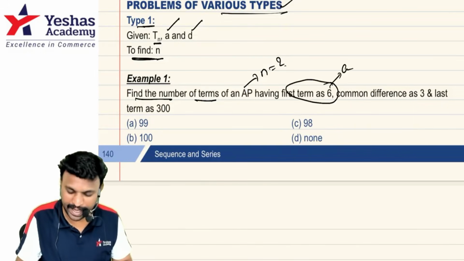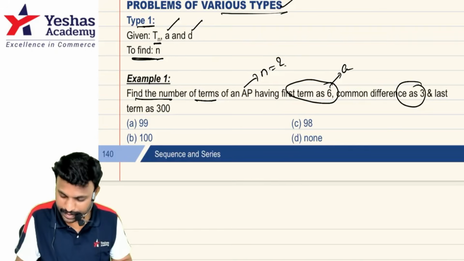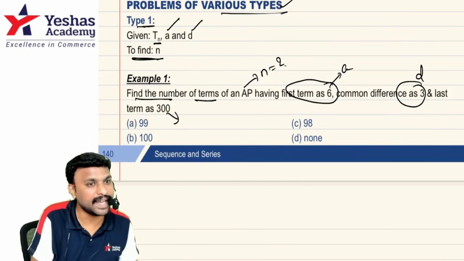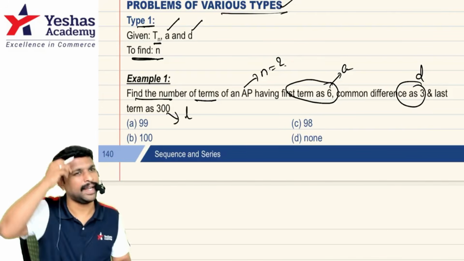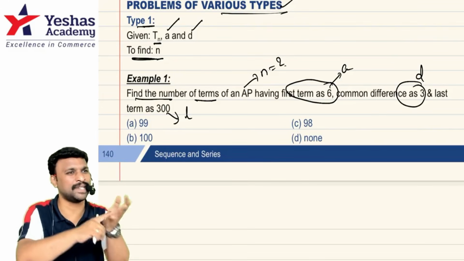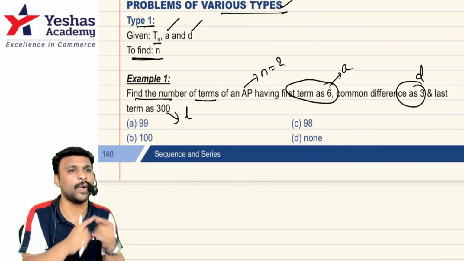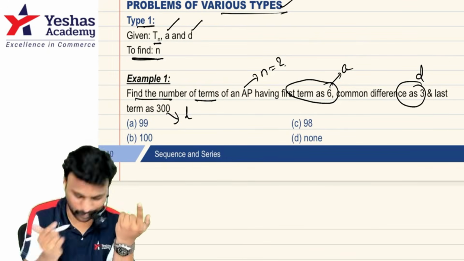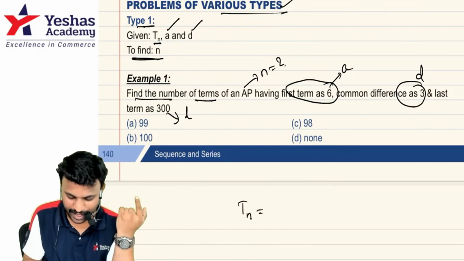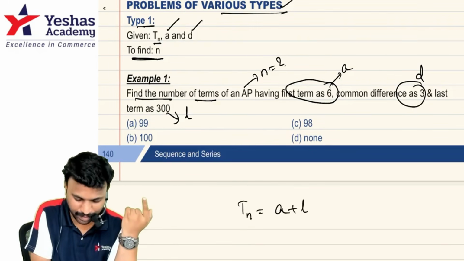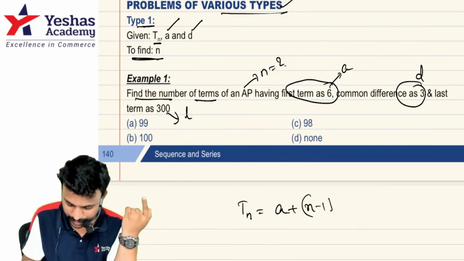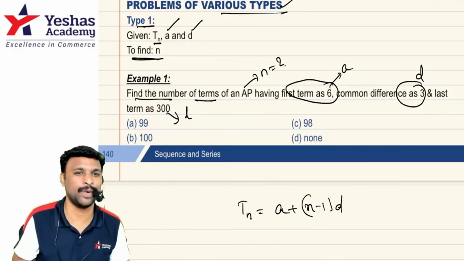What is 6? A is 6. Common difference is 3. So D is 3. And what is 300? Last term. Tell me what connects all this? Last term, first term, common difference. All these are connected through what formula? Nth term formula. What is the nth term formula? A plus n minus 1 into D. Guys, last term and Tn are one and the same.